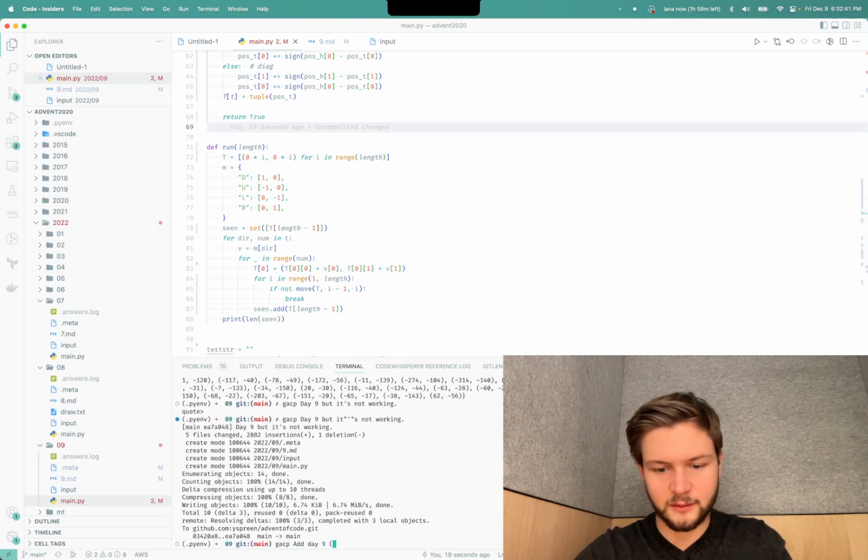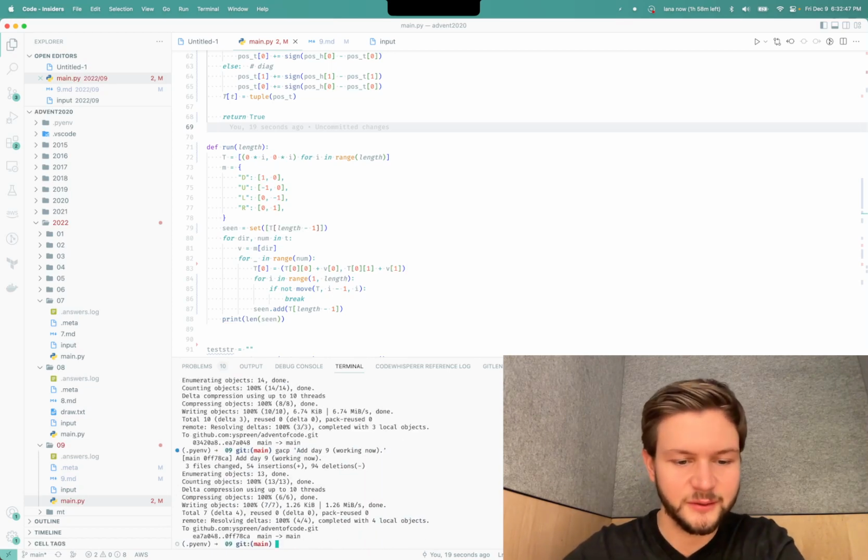And day 9, working. I'm pretty sure that the brackets are going to do something fancy in my shell, so I'm just going to put it into a string.